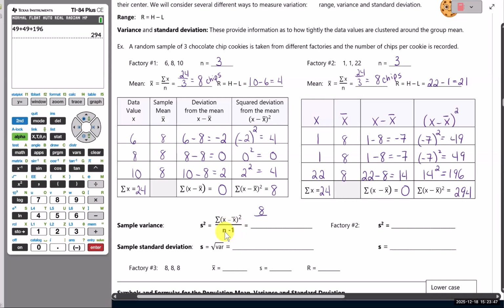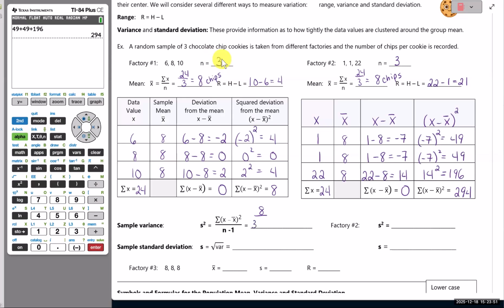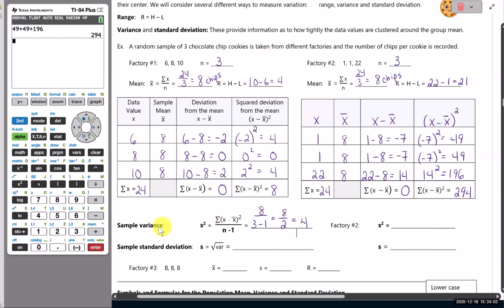It gets divided by n, which was 3, the sample size. And the formula is n minus 1. So in this case, that'll be 8 divided by 2, and that gives us 4. All right, that's called the variance. And generally, we're not going to be working with that number. We're going to be working with the standard deviation of the data set.